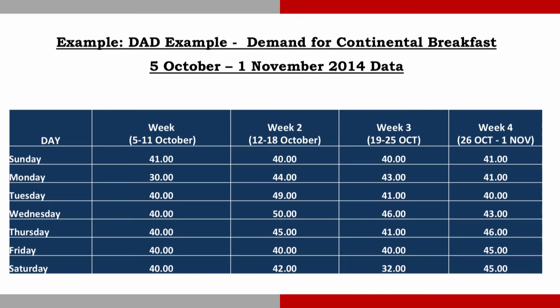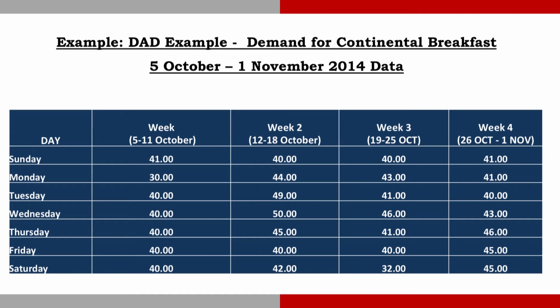Let me take some data to explain this process. Here I have taken 28 observations from the diet example, which is the demand for continental breakfast. The data is between 5th October and 1st November. 5th October is Sunday and 1st November is Saturday. Here I have 4 observations for each of those days. If I look at Sunday, there are 4 demands starting from 5th October. The first Sunday the demand is 41, the second Sunday it is 40, the third is 40, the fourth is again 41.